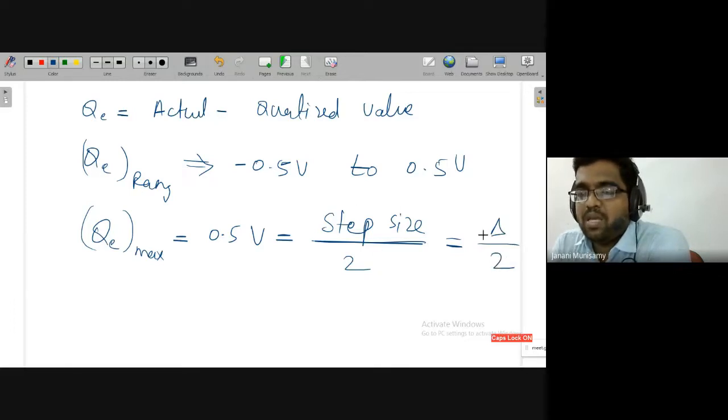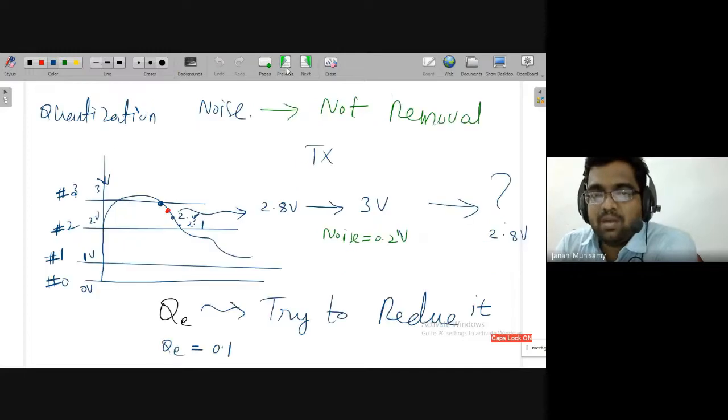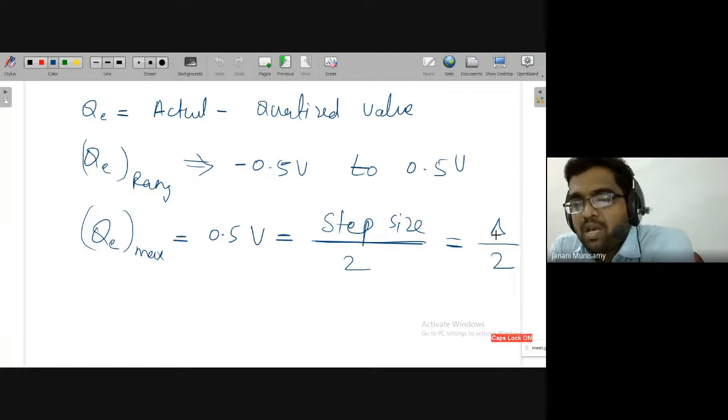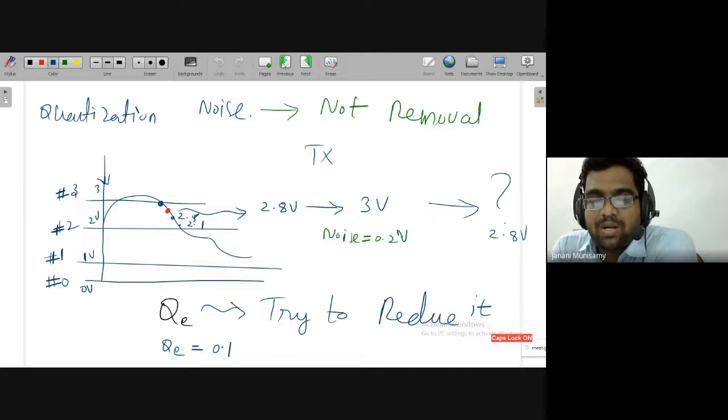Why step size del? What is step size? You can easily understand. Step size means the difference between the levels. Now what is the difference between the levels? That is 1 volt. So the maximum quantization error is step size divided by 2. Del divided by 2 is the maximum quantization error.